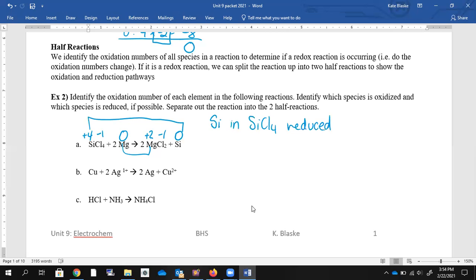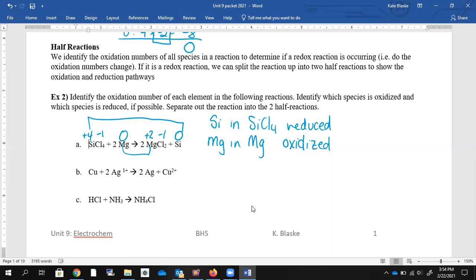And then again, chlorine didn't change. Sometimes you're going to come across things that don't change. That's totally fine. Magnesium went from a 0 to a +2. That's becoming more positive, which means we lost electrons. If we lose electrons, we are oxidized. So we say the magnesium in magnesium was oxidized. Oh my gosh, I can't write. Oxidized. Right. So we've identified which species was oxidized. We've identified which species was reduced.